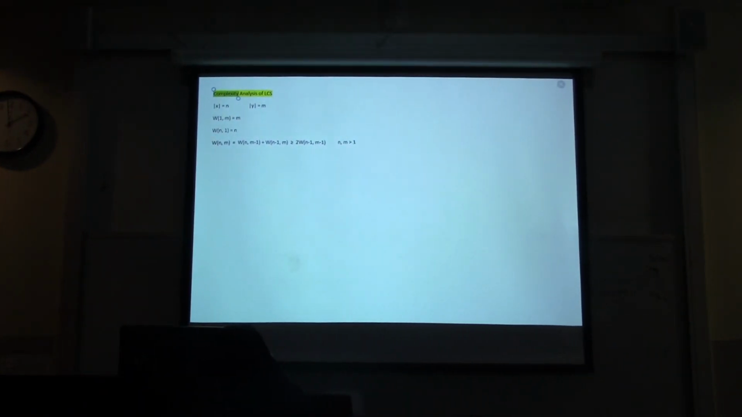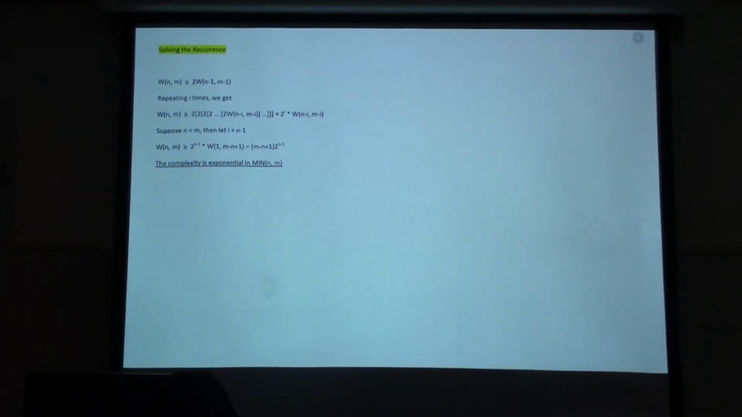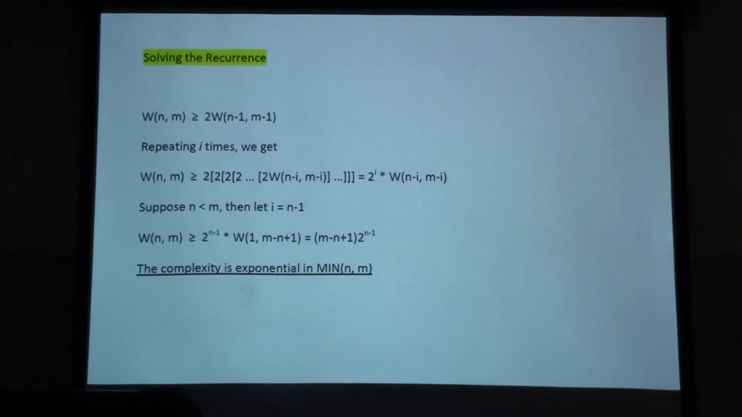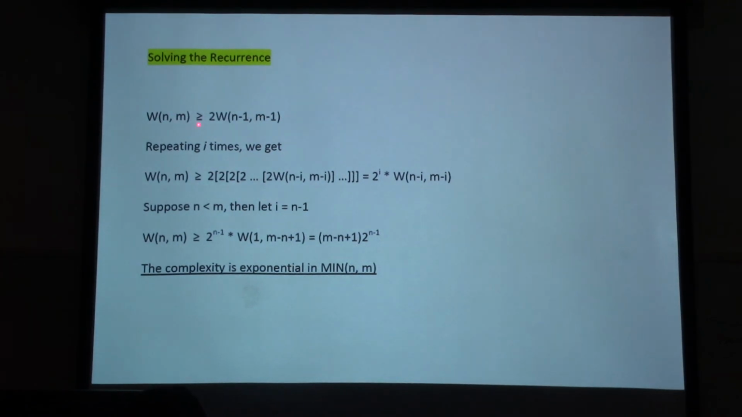Okay. All right, enlarging. Too big. All right, so now W(n,m) is greater than or equal to 2W(n-1, m-1). Okay, repeating i times, we have W(n,m), so this is repeated substitution.